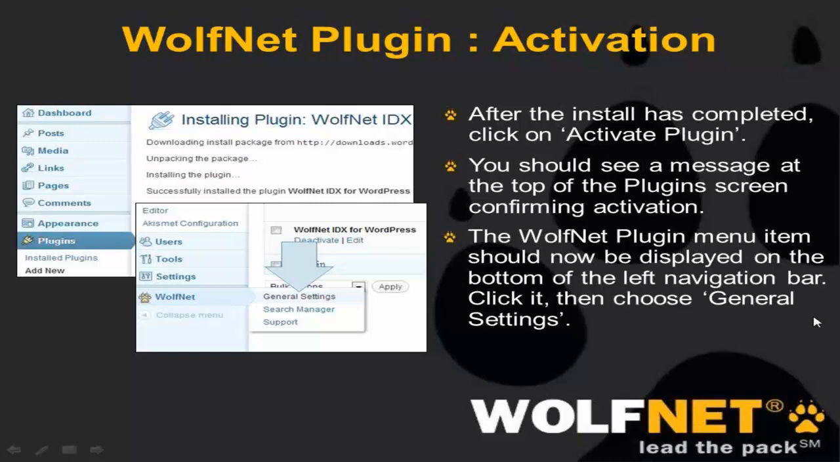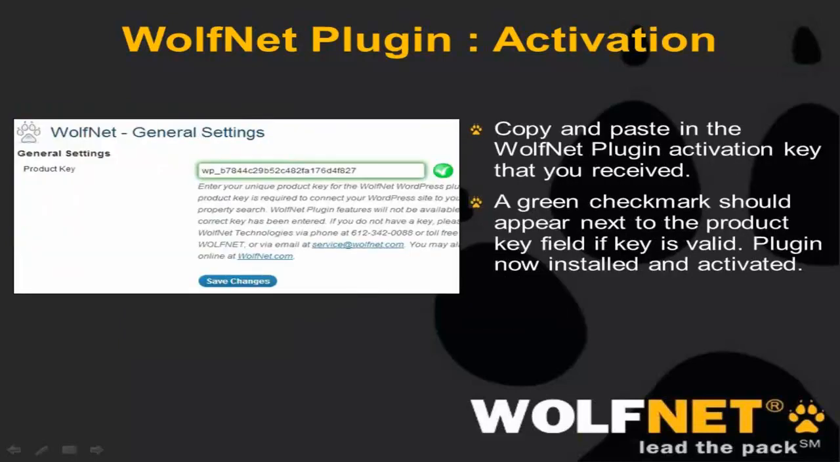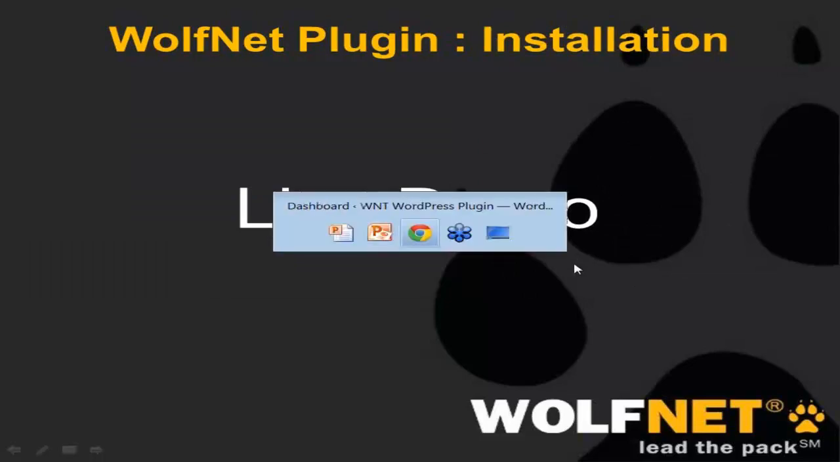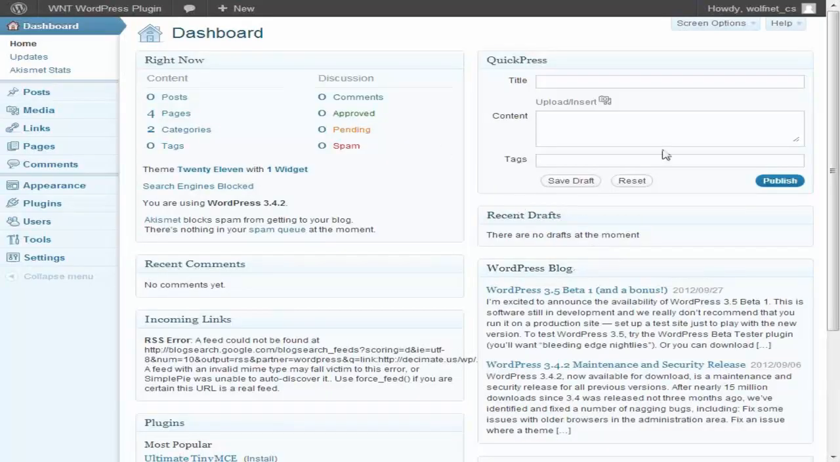What we need to do now is enter the activation key so it pulls from your IDX. That can be done under the plugin general settings. Just copy and paste the WolfNet plugin activation key that you got emailed to you, and a green check mark should appear next to it if it's valid. Once that appears, go ahead and click Save Changes, and that's basically it. It's installed. We're just going to do that real quick, just to show you how easy it is.